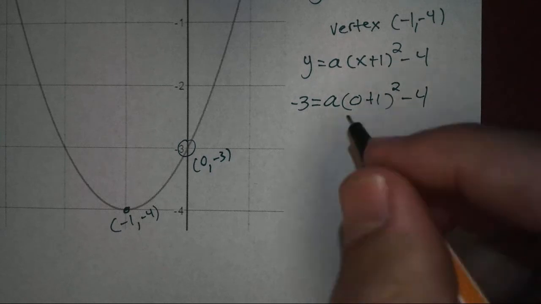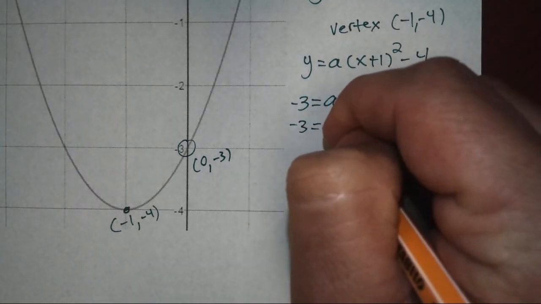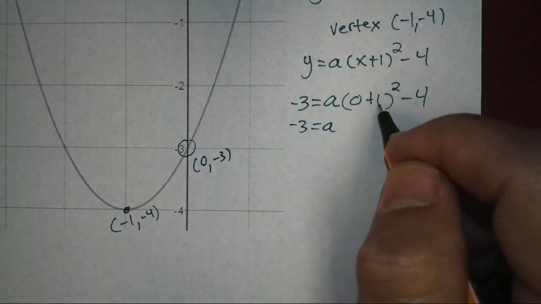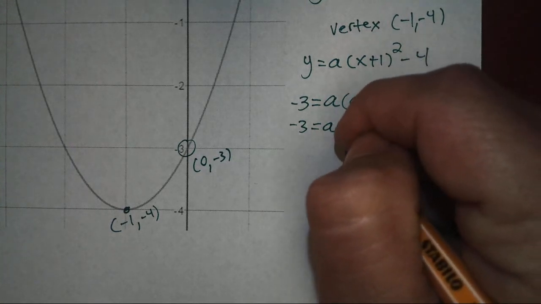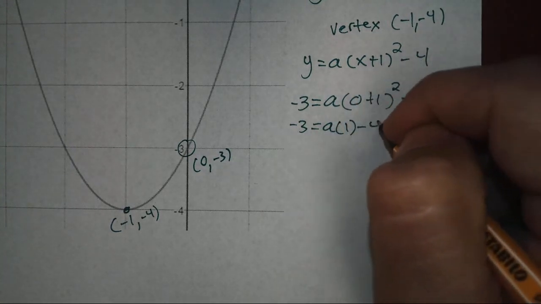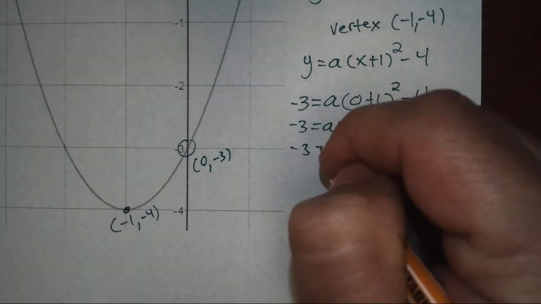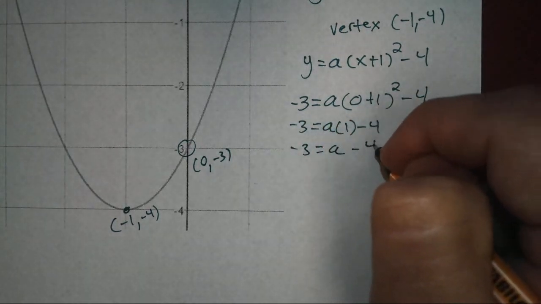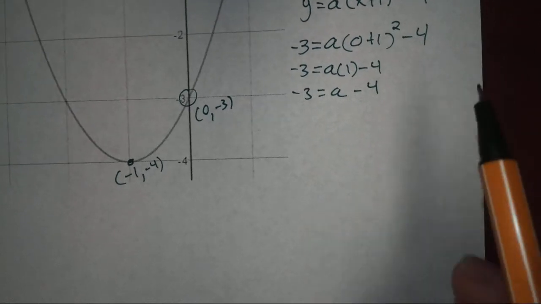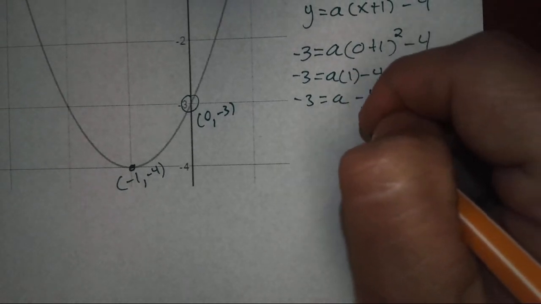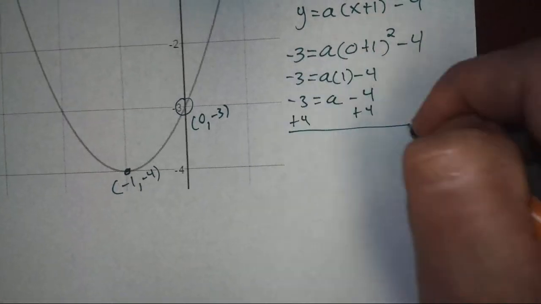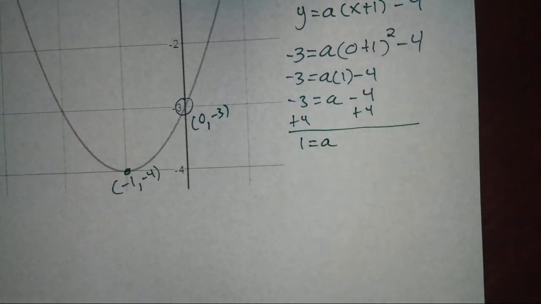And now we can solve for a. So -3 equals, this becomes 0 plus 1, which is 1. Now we square it, which is just 1 squared is 1, minus 4. Well, 1 times a is just an a. So let's make that look a little bit more normal. So -3 equals a minus 4. To get a by itself, we add 4, and we get a is equal to 1.